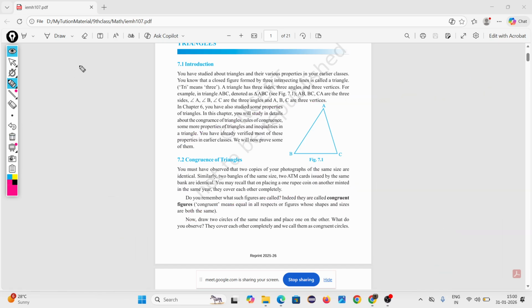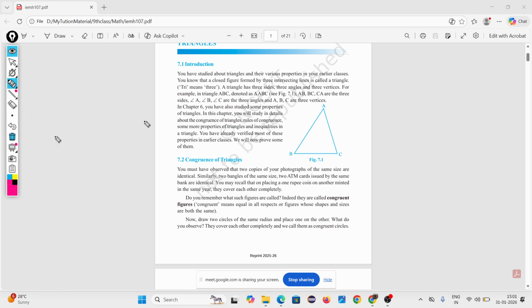Then a triangle has how many vertices? 1, 2, three vertices. Vertices means the point at which two or more line segments are attached or connected to each other. So how many vertices? A, B, and C. Then types of a triangle.